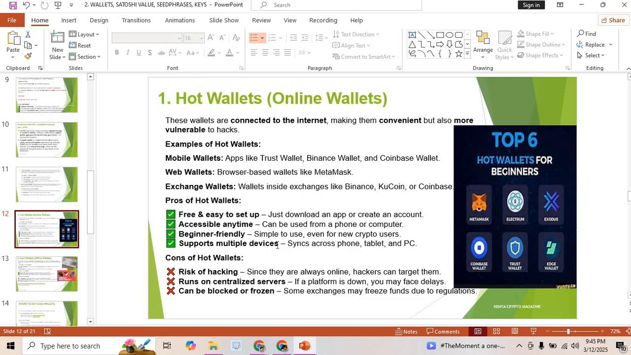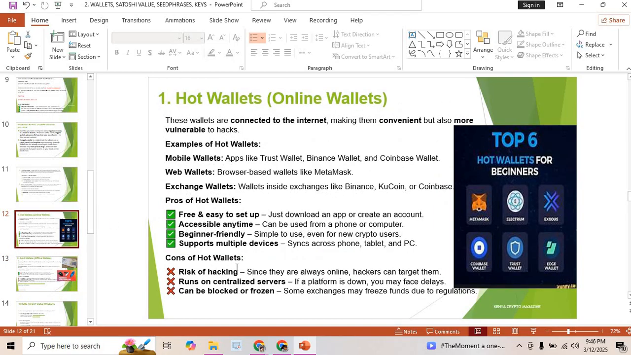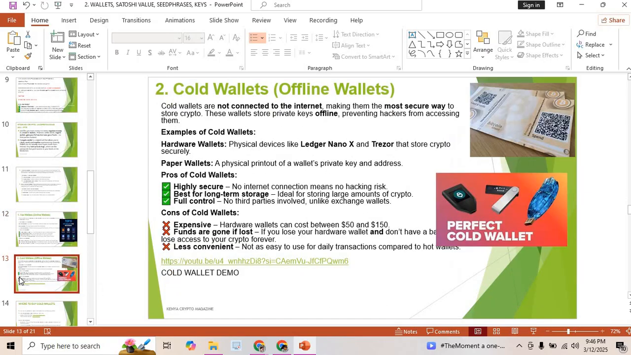The disadvantages of hot wallets: risk of hacking. We've seen people being hacked before. Remember, anything that is connected to the internet is prone to being hacked. Then it runs on centralized servers. If a platform is down, you may face delays. Then it can be blocked or frozen. Some exchanges may freeze funds due to regulations. Those are the downsides of hot wallets.